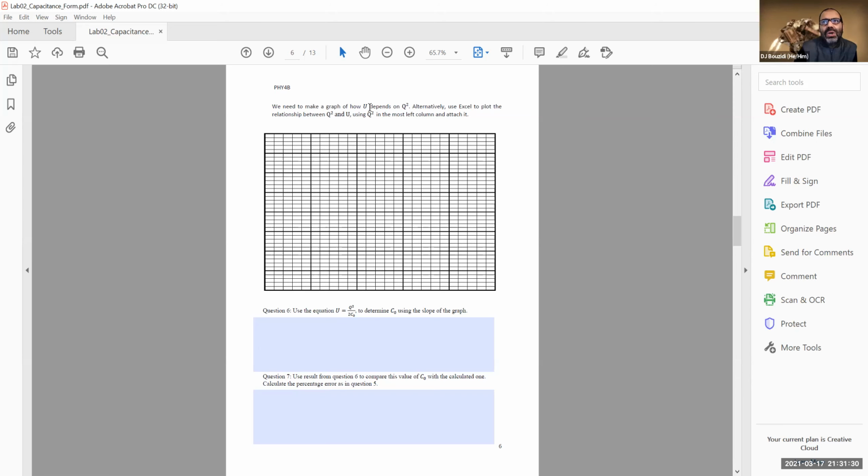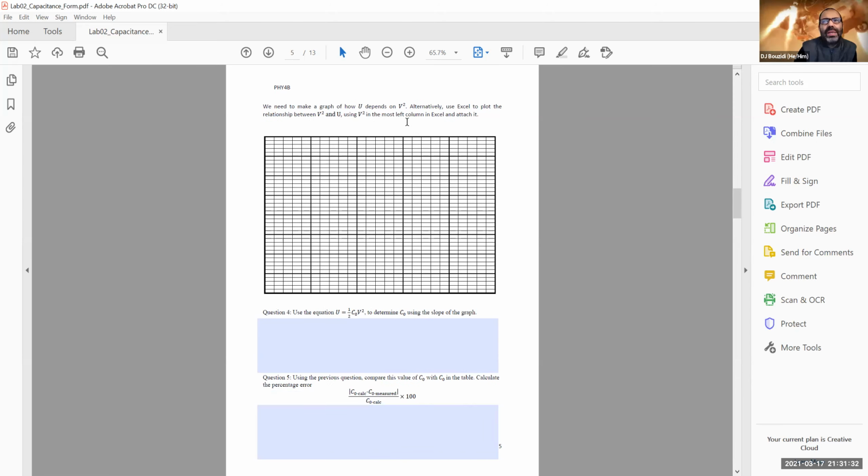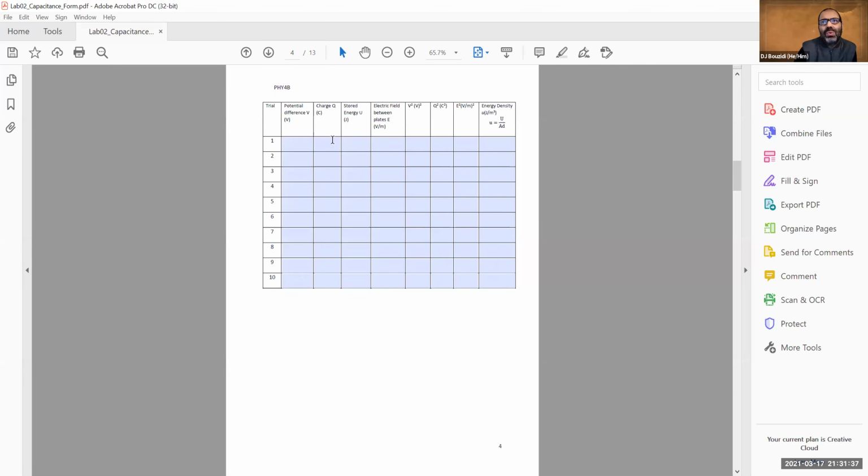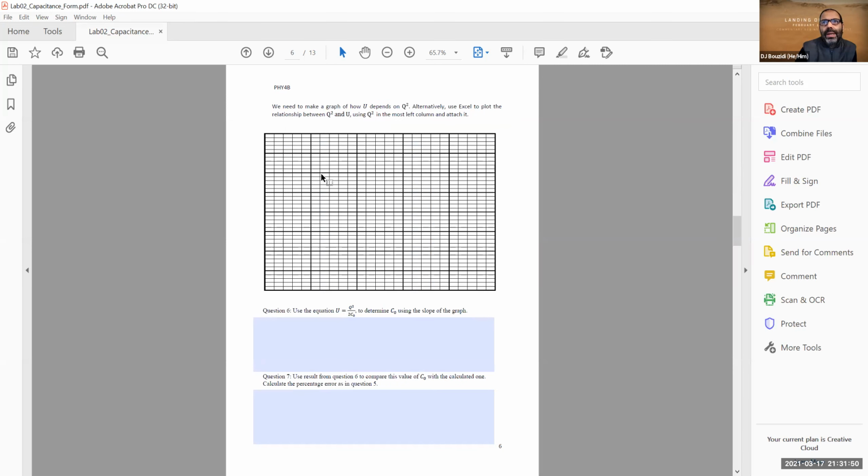Same thing. You're going to take U and draw it as a function of Q squared now. Remember the expression. Your independent variable is Q squared, and U is still your dependent variable. So U is going to be the y-axis, and Q squared is going to be the x-axis, and you're going to plot it. It's going to be a line too, because Q squared over 2C is supposed to be a line too.